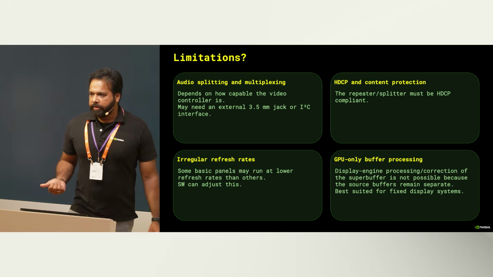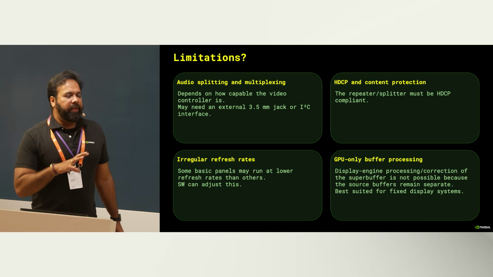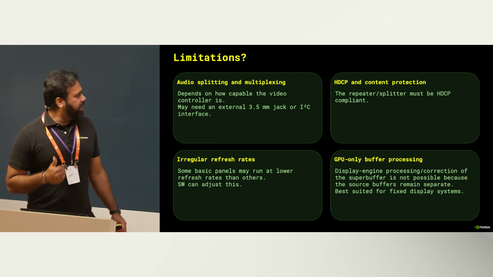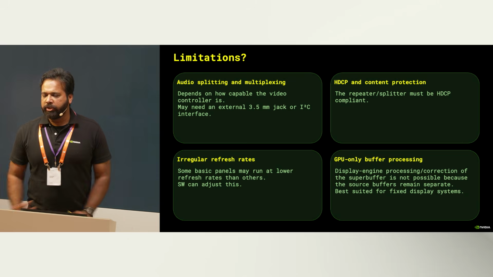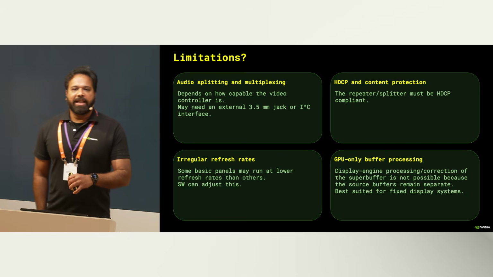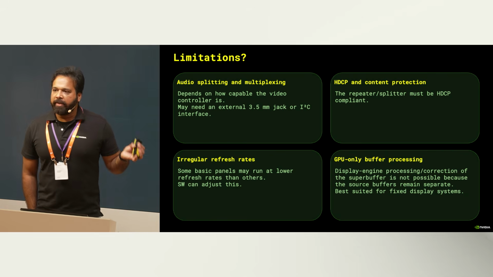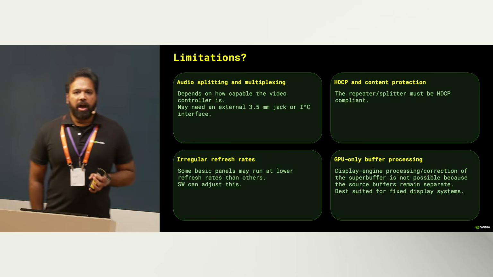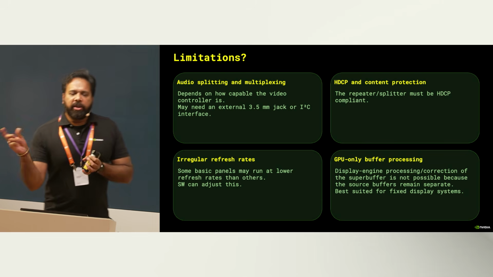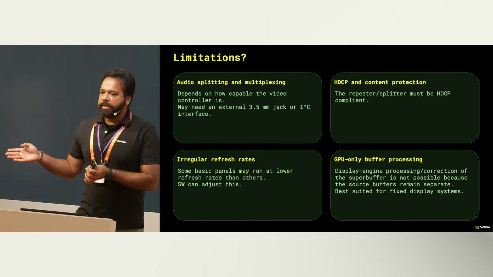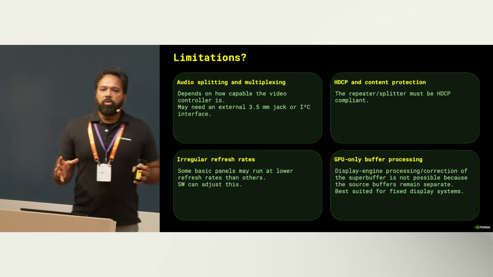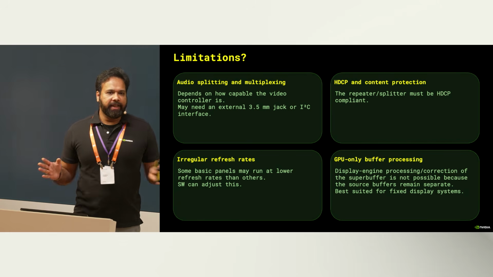HDCP and content protection. The HDMI spec specifically defines how an HDCP repeater should behave. And if your splitter behaves as a repeater, you are taken care of. There's no problem there. Irregular refresh rate. This is something people ask me a lot about: what if one display is 30 FPS and another is 60 FPS? How would the superbuffer handle that? You can handle that with your design. All your 30 FPS displays can go to pipe 1, 60 FPS displays to pipe 2, 90 FPS to pipe 3, and so on. So if you know exactly how to club your displays, the superbuffer can still handle that.